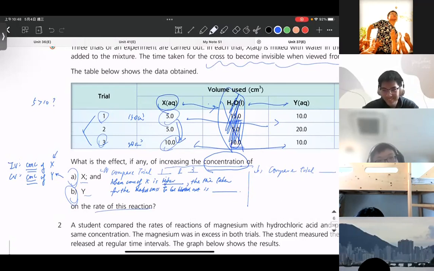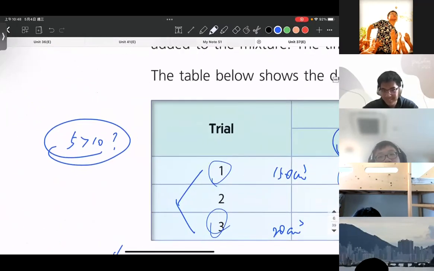Okay, we have got a witness of a whole Chem 1 class. Please capture the picture and post it into an Instagram story, an instant story. Remember to tag his name. Okay, 5 is greater than 10.